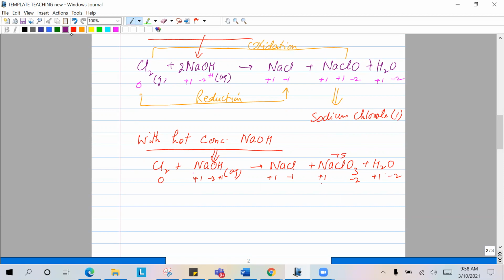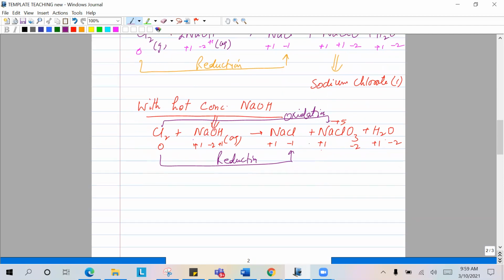Now if you observe over here, the Cl2 is changing to -1. This is reduction as before, while the Cl2 is changing into +5. So this is oxidation. So this also is an example of redox reaction. This is known as sodium chlorate 5. Why 5? Because the oxidation state is 5 over here.